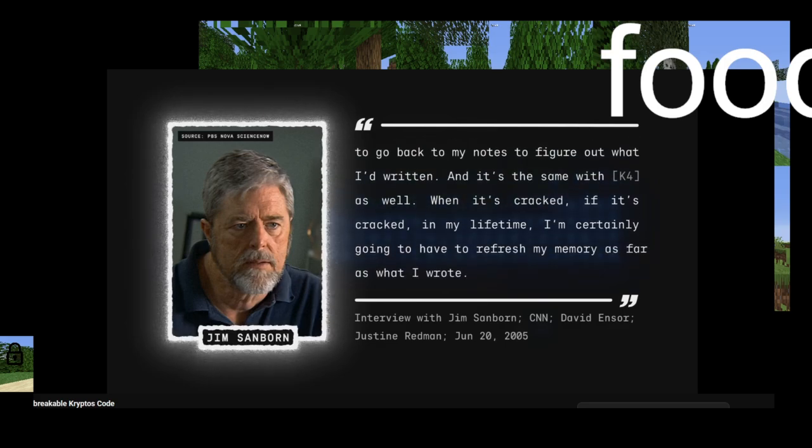That is a bit concerning. In a subsequent interview, Sanborn said he was pretty sure that K4 is fairly accurate.